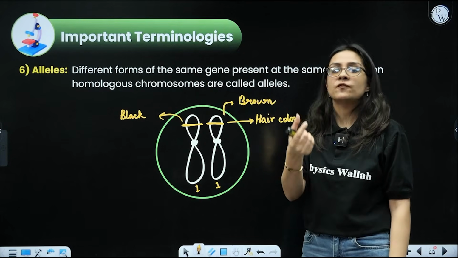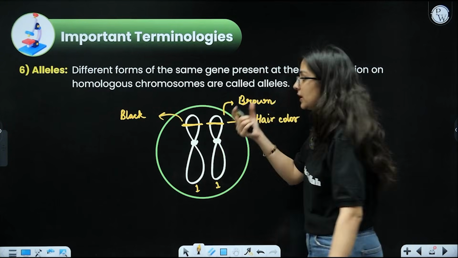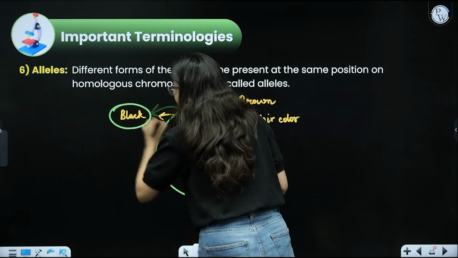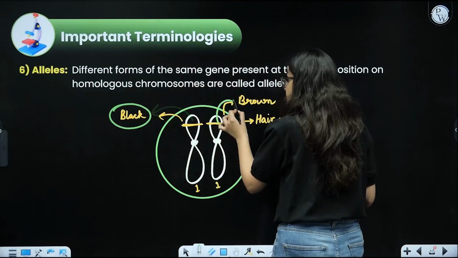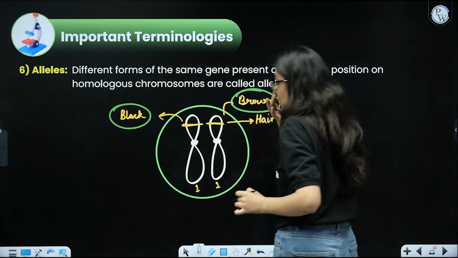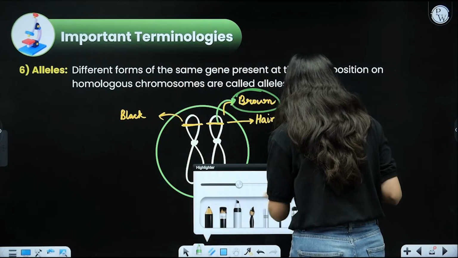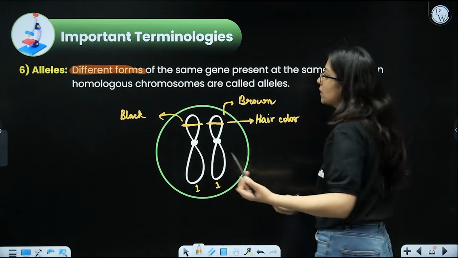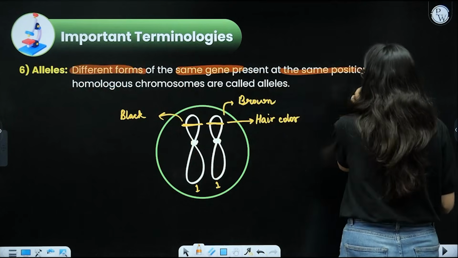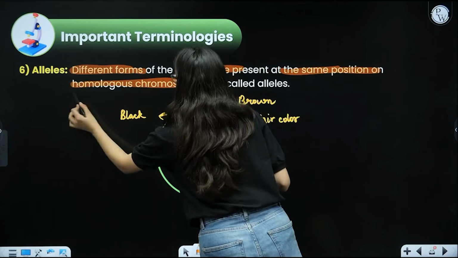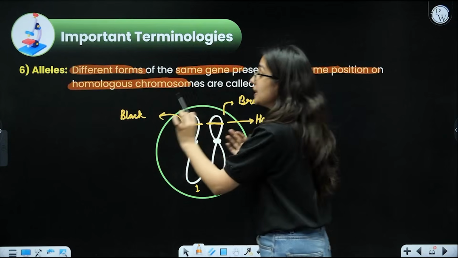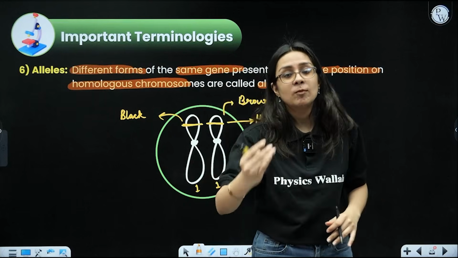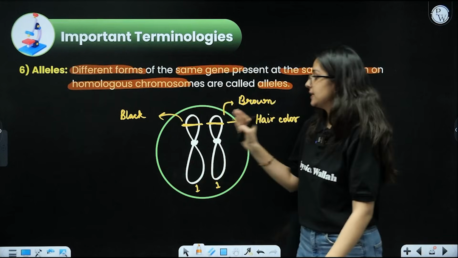These different forms of a gene, they are called alleles. The different versions that you see, they are called alleles. So one version of the gene says the hair color has to be black. The other version of the gene says that the hair color has to be brown. So alleles are actually different forms of the same gene, varied forms of the same gene present at the same position on the homologous chromosome. They are called alleles, not allele. So alleles are basically different forms of the same gene. Got my point?